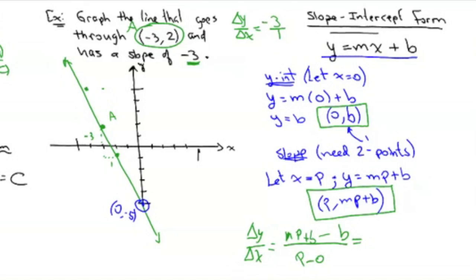Now simplify. This is where it gets cool. What happens to the b's? They cancel, so you're left with mp over p. What happens to the p's? They cancel. This is why m is the slope. Because I started on the left with change in y over change in x, which is slope. Did my algebra, and I ended up with m by itself. So this becomes 0, b. And this number in front of the x becomes change in y over change in x. That's why slope-intercept form works really nice.